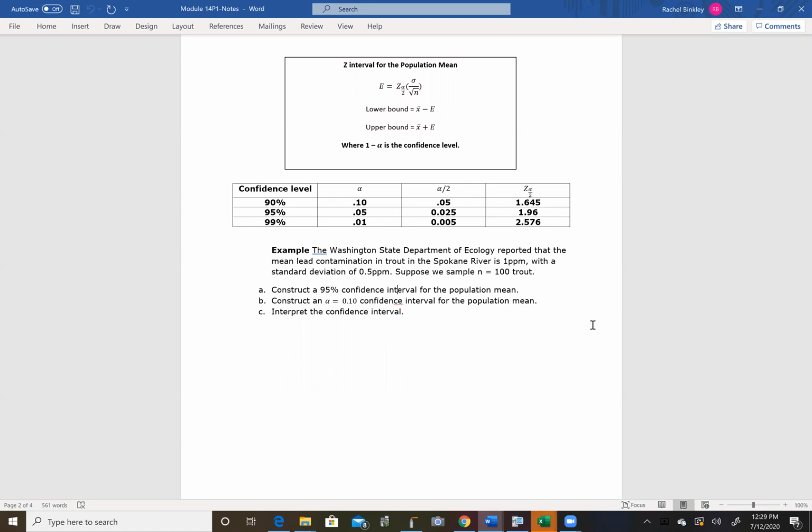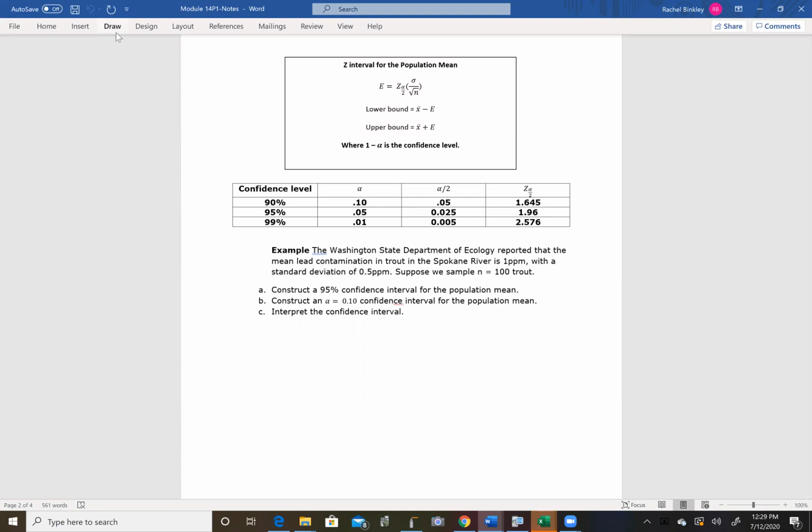This is only for finding the z-interval for the population mean, okay? So not the actual population proportion, all right? So this question gives us, the Washington State Department of Ecology reported that the mean lead contamination in trout in the Spokane River is 1 part per million with a standard deviation of 0.5 parts per million. Suppose we sample n is equal to 100 trout.